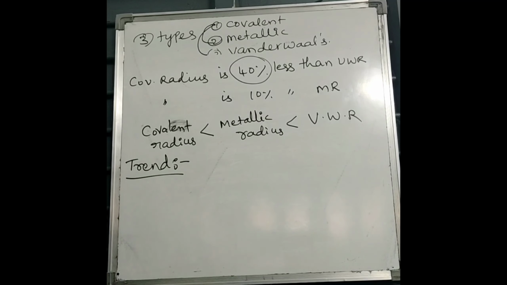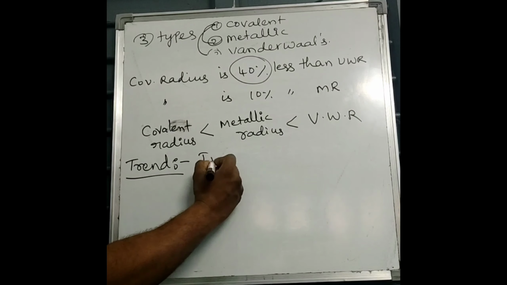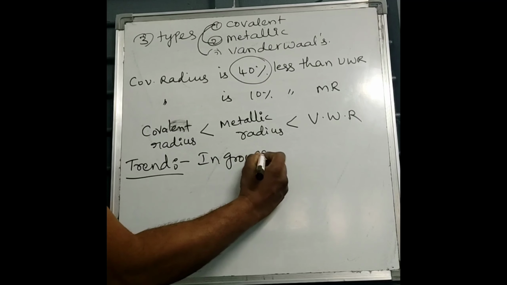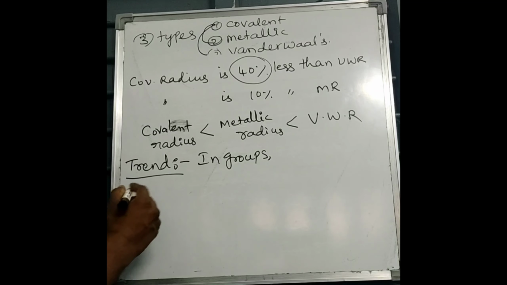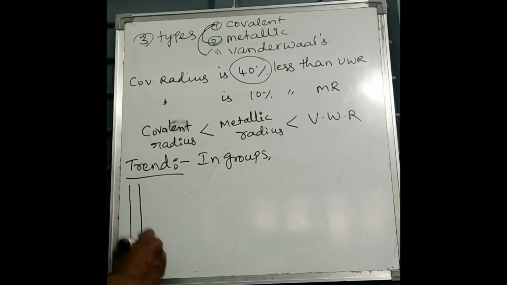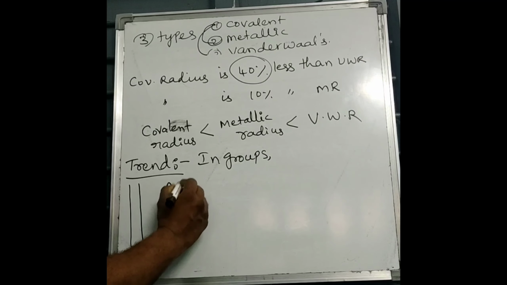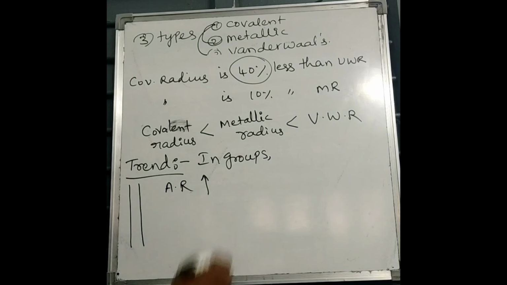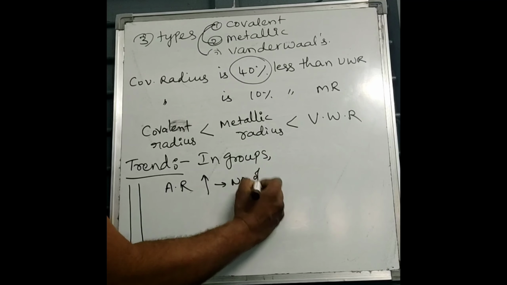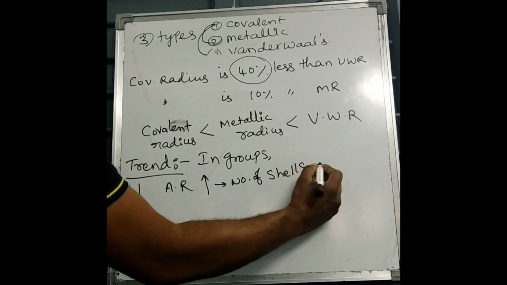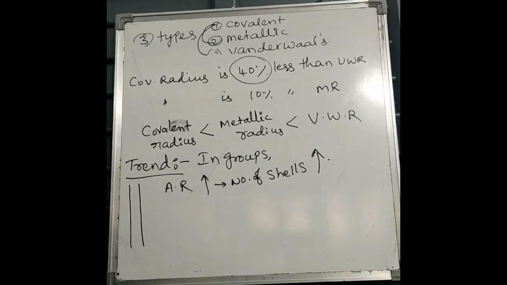Trend means variation of the property in groups and periods in the periodic table. So in groups, from top to bottom, the vertical column is called a group. From top to bottom, atomic radius increases. It is due to the number of shells increasing. In groups from top to bottom, atomic radius increases, due to the number of shells increasing.